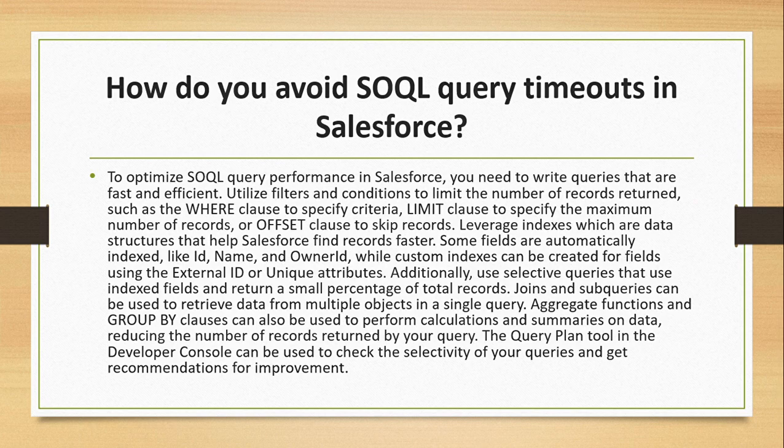So how do you avoid SOQL query timeout in Salesforce? Using offset, using WHERE clause, using LIMIT, using GROUP BY, and using WHERE conditions can help avoid the SOQL timeout limit in Salesforce. To optimize your SOQL query performance in Salesforce, we need to write queries that are fast and efficient. Utilize filters and conditions to limit the number of records returned, such as the WHERE clause to specify criteria, the LIMIT clause to specify the maximum number of records, or the OFFSET clause to skip records. Leverage indexed fields like ID, name, and owner ID. Aggregate functions and GROUP BY clauses can also be used to perform calculations and summarize your data.